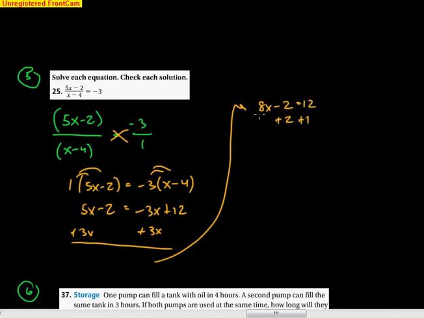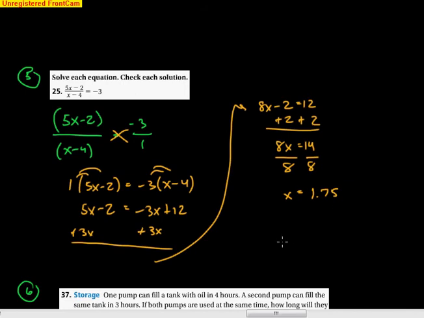Let's add 2 to both sides. 8x equals 14, and we'll divide by 8. And you can give me a fraction or a decimal. If I do the decimal, I get 1.75, which is what I think you'll probably do. So this could possibly be my answer, 1.75, but I need to check.